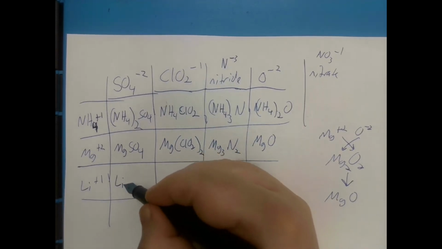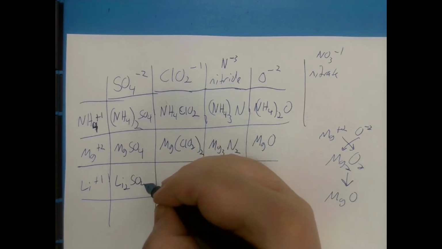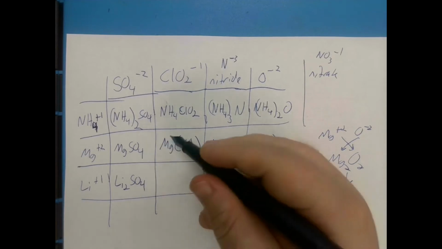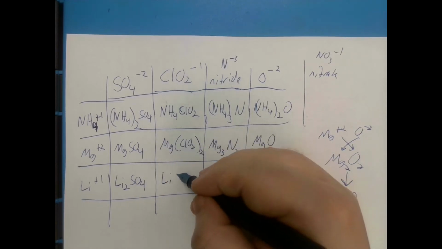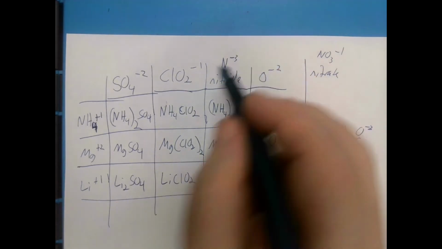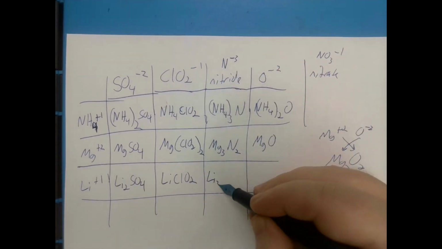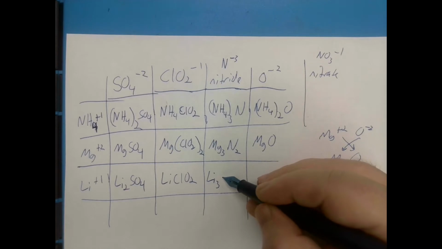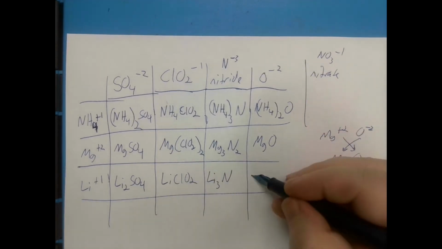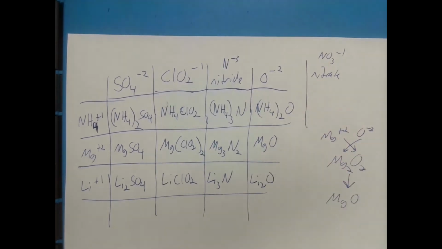We need 2 lithium for every sulfate. That's a 1-to-1 ratio, so it's just lithium chloride. We need 3 lithium. And we need 2 lithium here. So you have a table, something like that. You fill in. The rest of it will be multiple choice.